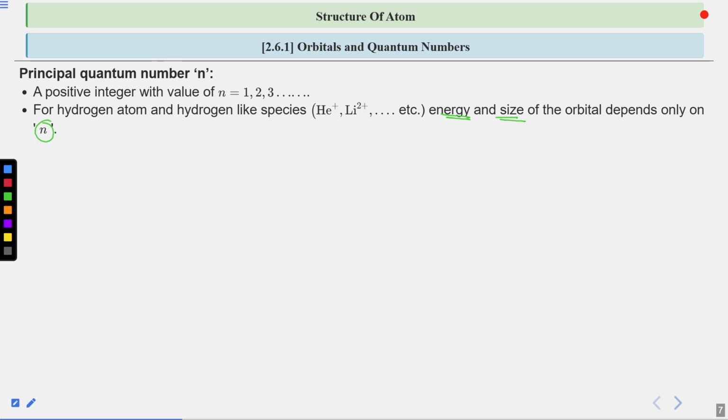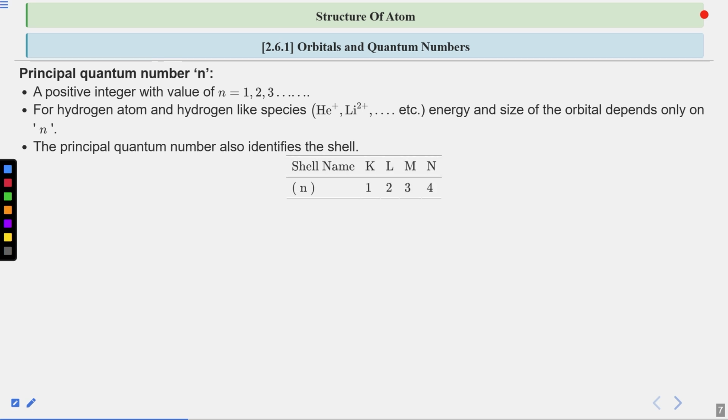Now moving on further. So it helps us to identify the shell. So it's obvious, it is helping us to identify the shell. Why? If you have the K shell, the value will be 1. If you have the L shell, 2, M, 3 and N, 4. Now you are already aware of this shell thing. We have seen this in your 10th class. Okay. So the value of n increases with the shell count.